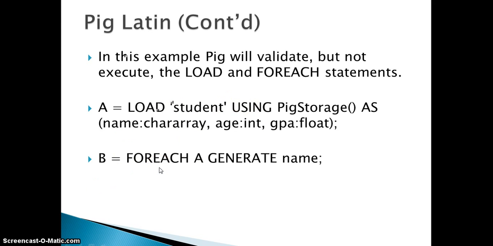Then, when you see foreach, it is nothing but a normal for loop in any high-level programming language. So for each record you are generating a name. For example, if you have 1000 entries in your file called student, all those 1000 names will be stored into your variable called b. Straightforward. There are many other operations available in Pig, which we are going to discuss in detail in our further sessions.